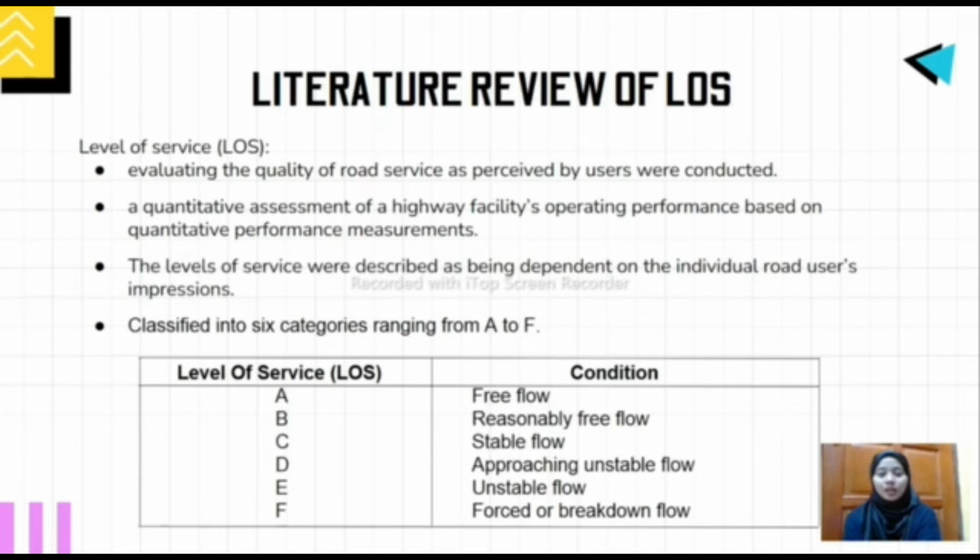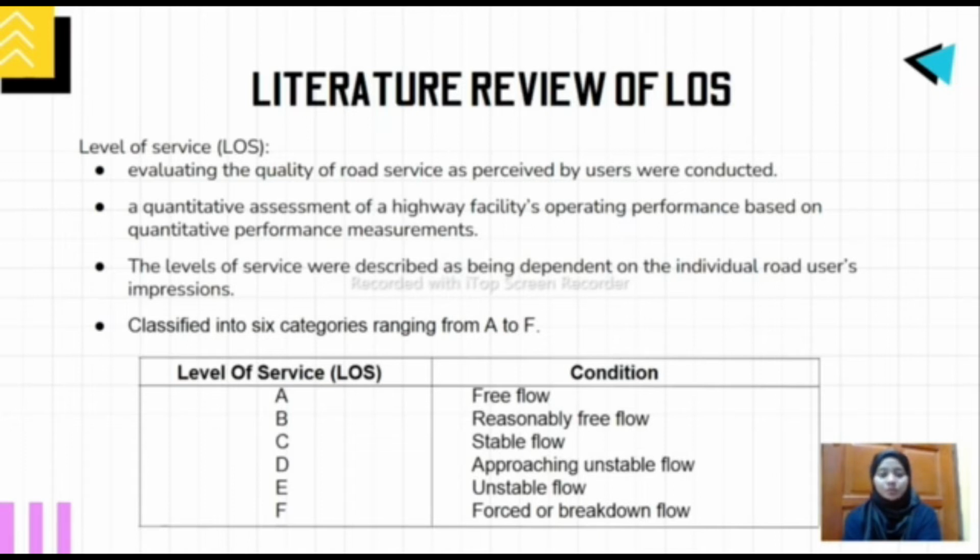I will explain about the literature review. Firstly, level of service. The definition of level of service is evaluating the quality of road service as perceived by users. It is a quantitative assessment of a highway facility's operating performance based on quantitative performance measurement. The level of service is described as being dependent on the individual road user's impression. There are 6 categories for level of service, starting from A to F.